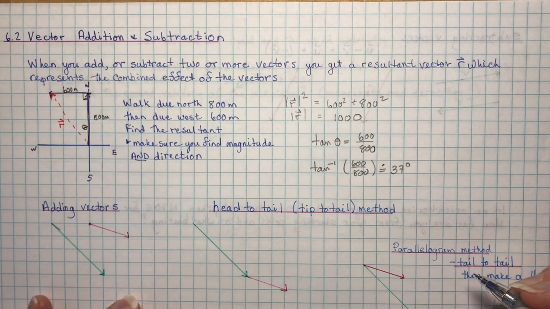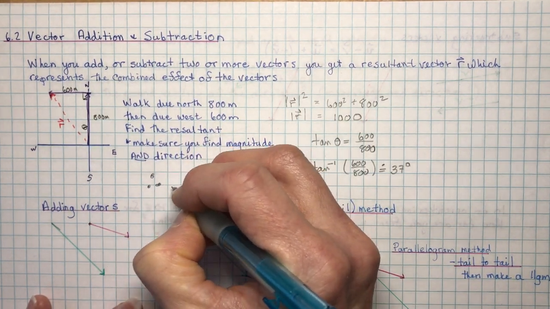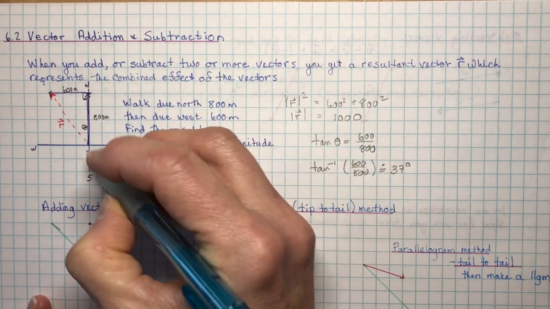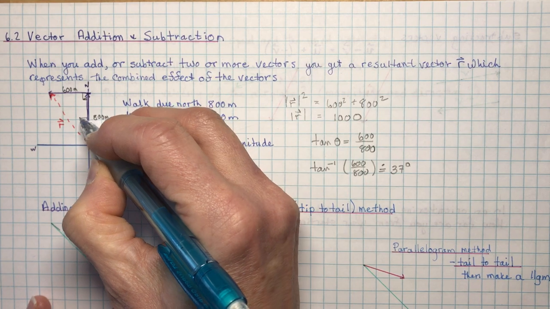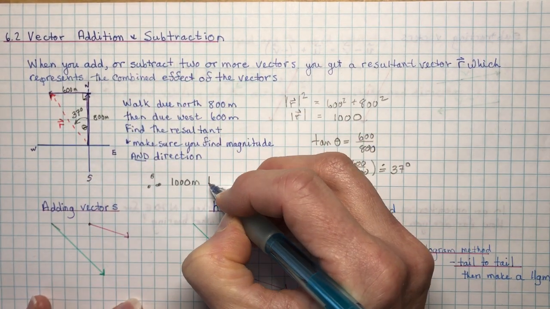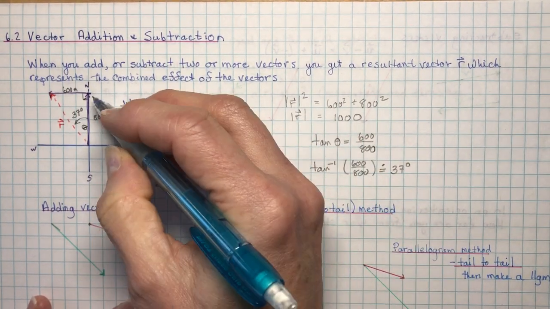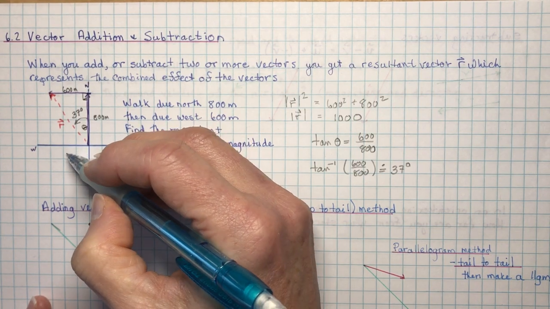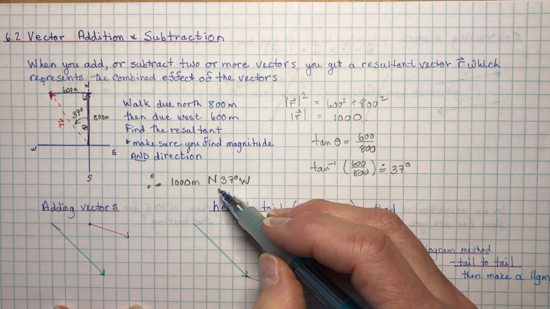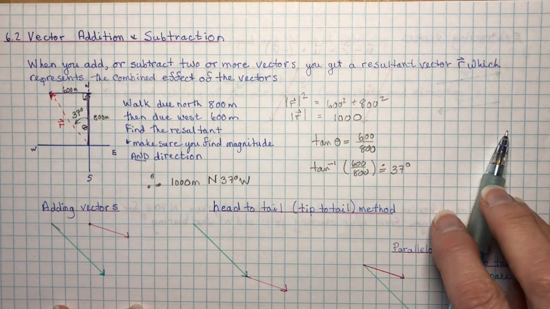So you need a concluding statement. So you would say, therefore, 1,000 meters, and your direction would be north and then west. So you'd say north 37 degrees west, because you always start with north or south. You don't say west so many degrees north. It just doesn't sound right. The convention is really north something east or west, or south something east or west.